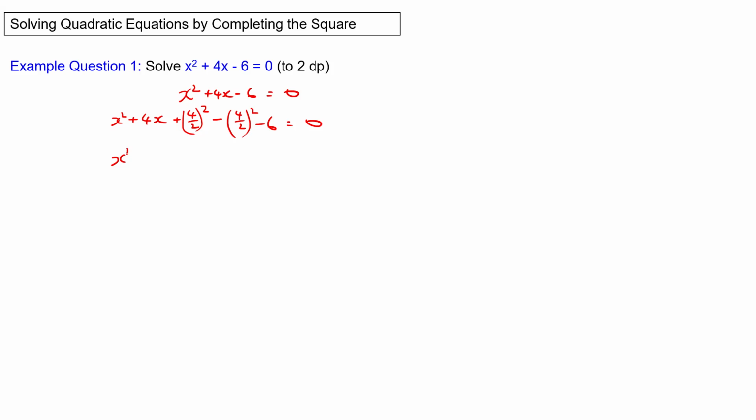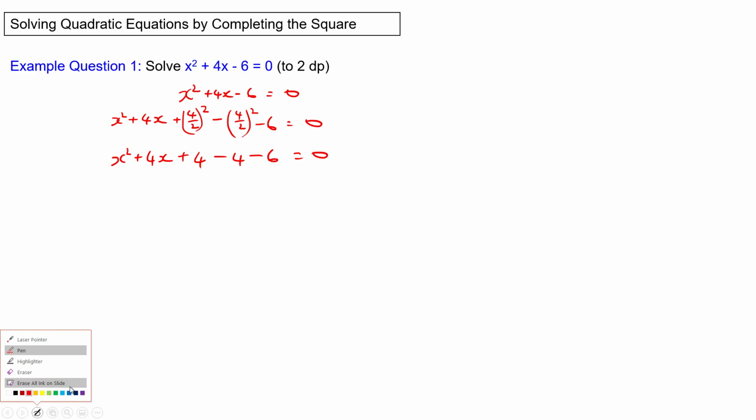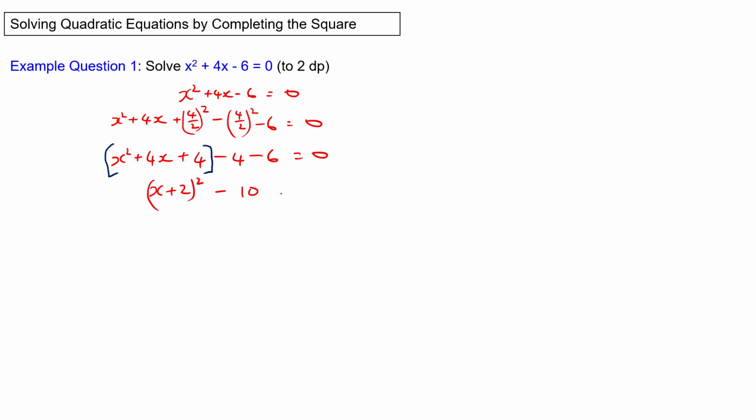Simplify, so we got x squared plus 4x plus 4, over 2 is 2, 2 squared gives me 4, minus 4 minus 6 equals 0. So just change pen color, let's go blue, and this part of my equation I'm going to factorize. So I'm going to complete the square on that. Back to red. And if I factorize that, I get x plus 2 squared, minus 4 minus 6 is minus 10, which is equal to 0.